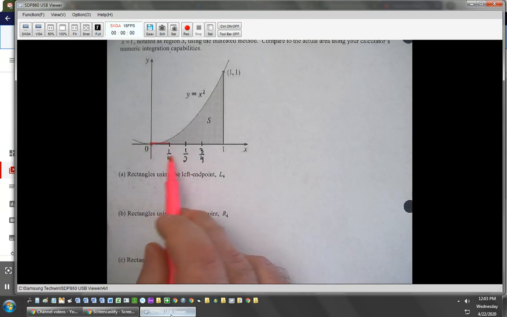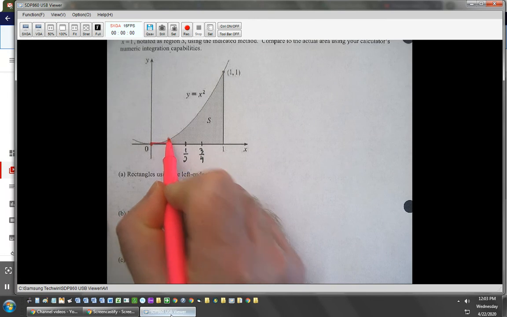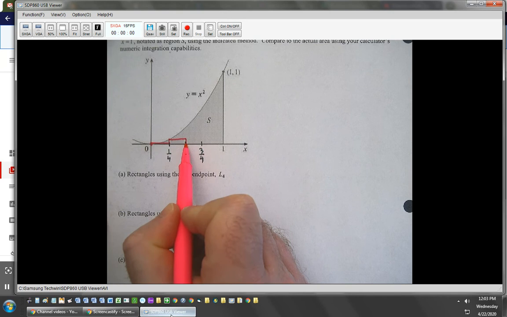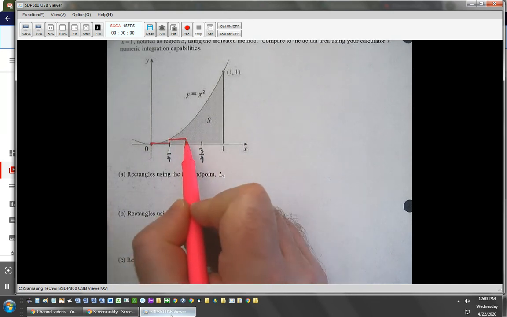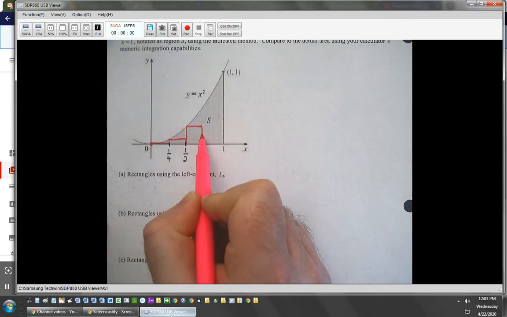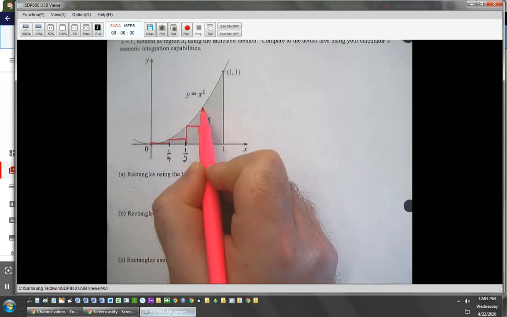So now I'm going to go to the next interval. I'm going to go to the left side. I'm going to track up to the curve, and as soon as I hit the curve, I'm going to use that height as the height of my rectangle. Then I'm going to go to my next interval. I'm going to go to the left end of it. I'm going to track up. That's going to be the height of my rectangle, and then I'm going to use the left end, track up to the curve.